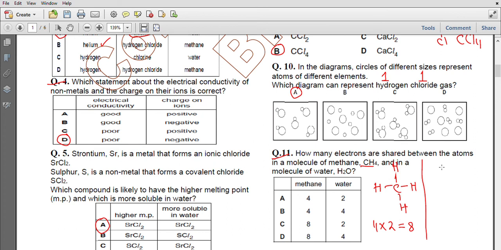Whereas for water, the displayed formula is H2O, meaning the oxygen atom is involved in making one single covalent bond with each hydrogen atom. As there are 2 single lines, each line representing one pair of electrons, there are a total of 4 electrons. So keeping this information in your mind, we can choose D as the right option. In our next video, we will solve page number 2.